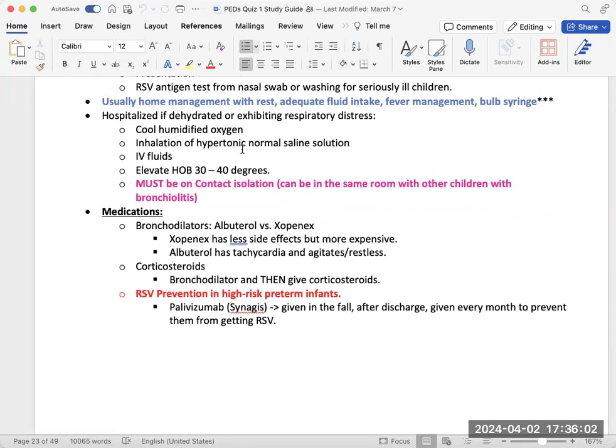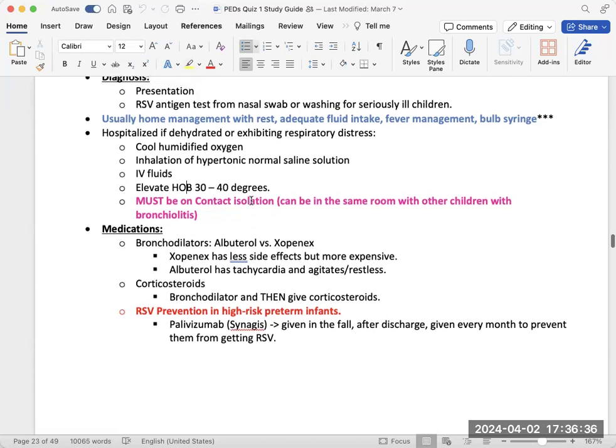If they're dehydrated and or even experiencing respiratory distress, right, we want to use cool, humidified oxygen. If you see that on a select-all question, rule of thumb, I would pick it, especially for these respiratory infections, because that mistiness really helps with inflammation and helping breathing. Inhalation of hypertonic normal saline solutions, IV fluids, elevating the head of the bed, right? For respiratory, you can never go wrong elevating the head of the bed, and they must be on contact isolation.